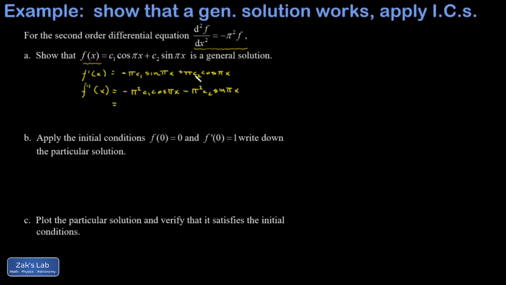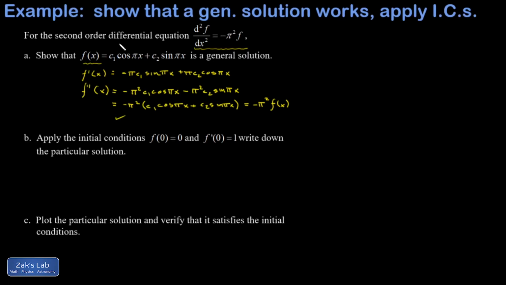If I factor out the negative pi squared, it looks like I have f left over in parentheses here. So I get c1 cosine pi x plus c2 sine pi x. And that is indeed negative pi squared times the original function f of x. And we have verified the general solution works.